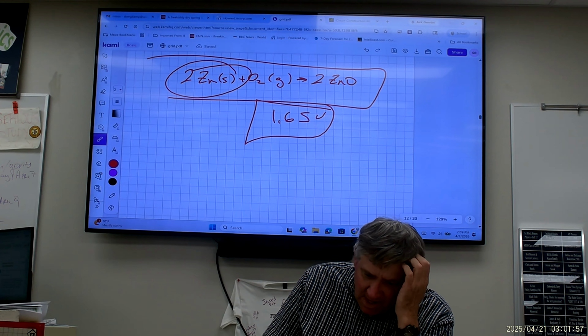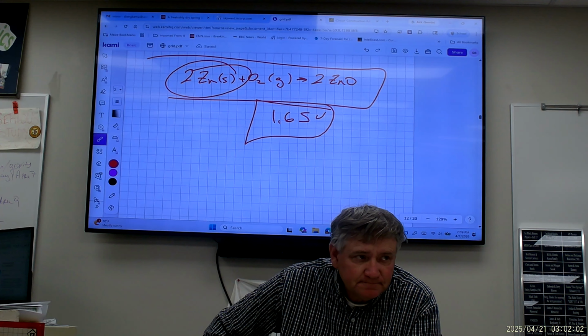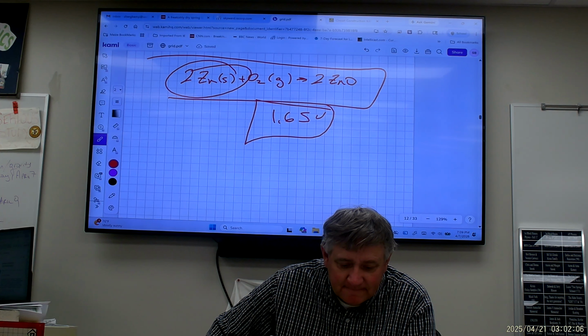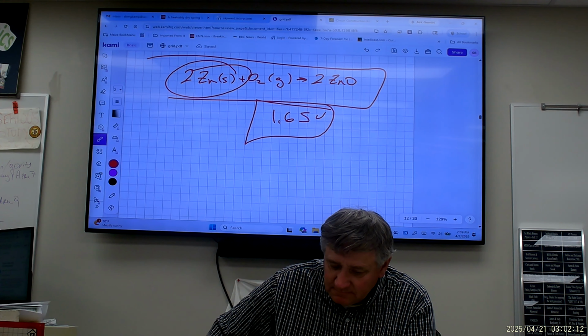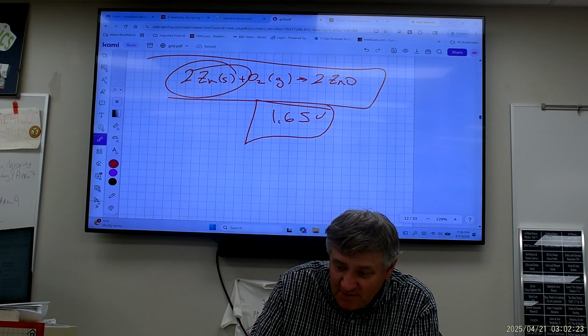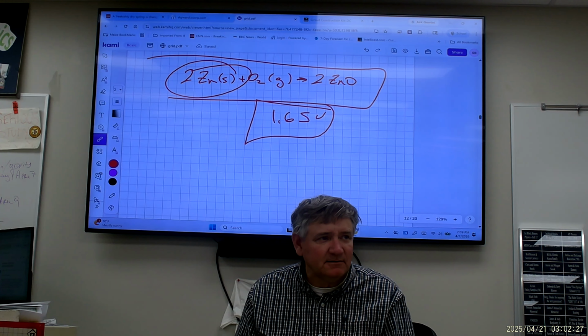Then you get to B. As the cell operates, does the mass of the cell increase, decrease, or remain the same? You tell me. I think it's increased. Why? Well, if you get the actual equation, it's 2 zinc and oxygen yields 2 zinc oxide, and you're just combining the stuff. Yeah, because you're taking zinc and reacting it with oxygen, and you're making zinc oxide.